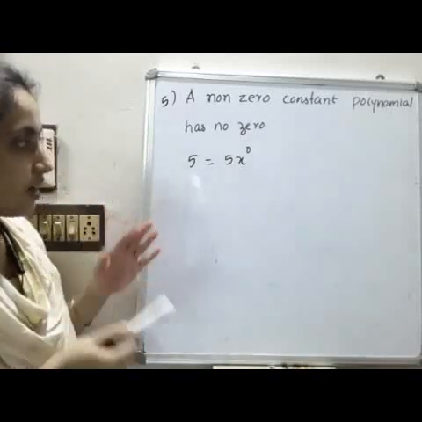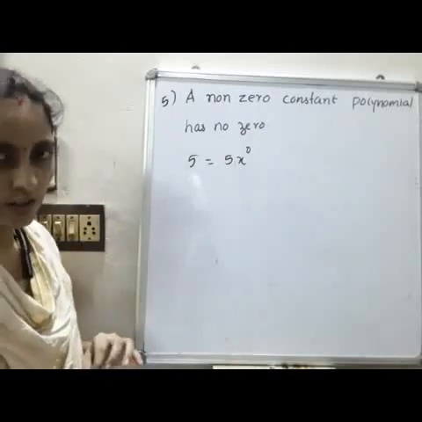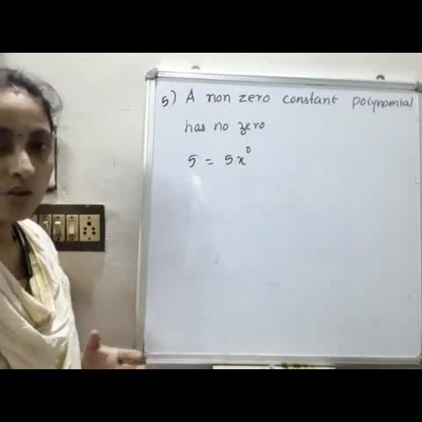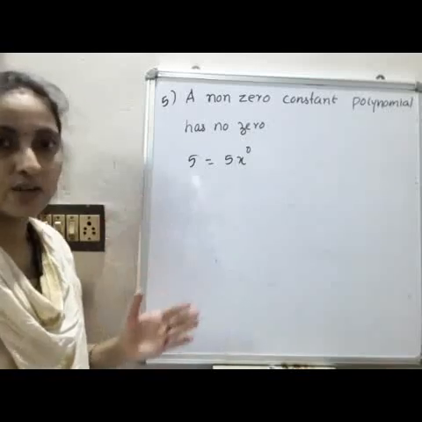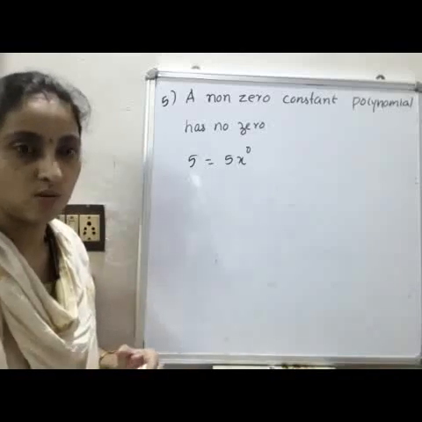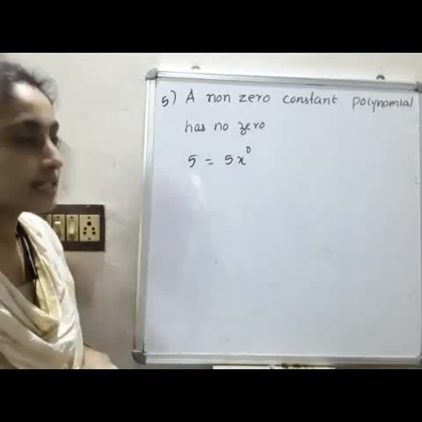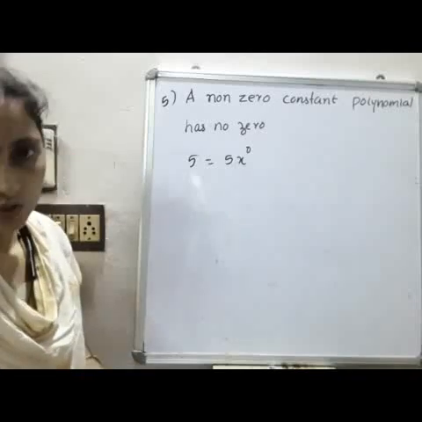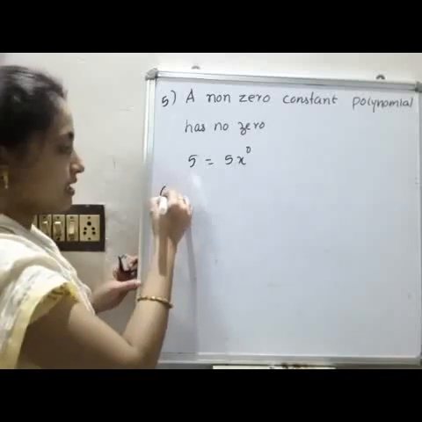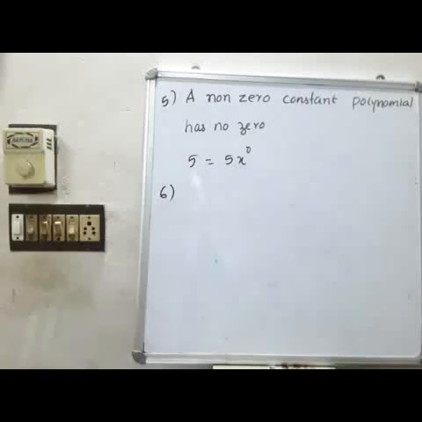So please write down just the example only. No need to learn all those things by heart, it's just for your knowledge, the inferences that we got from the problems we discussed here. A non-zero constant polynomial has no zeros. Then we'll move to the last note. So please write down the last note, the sixth one.